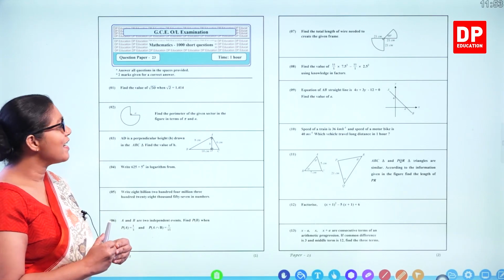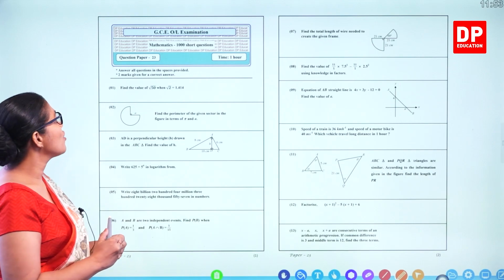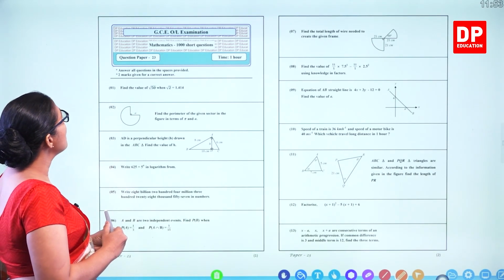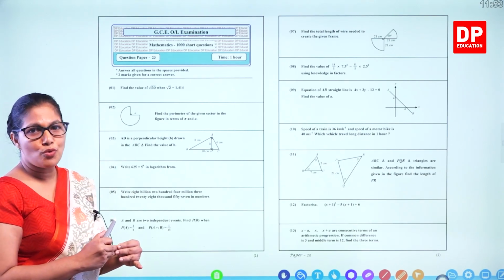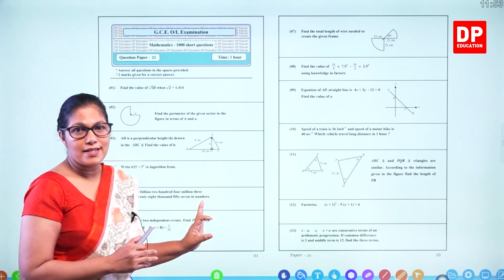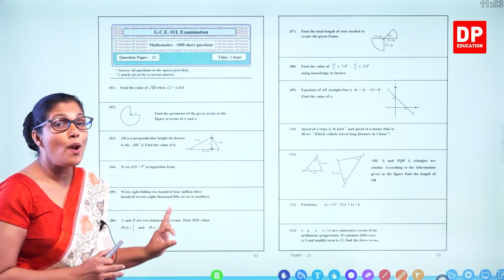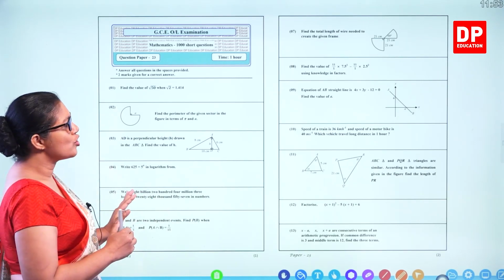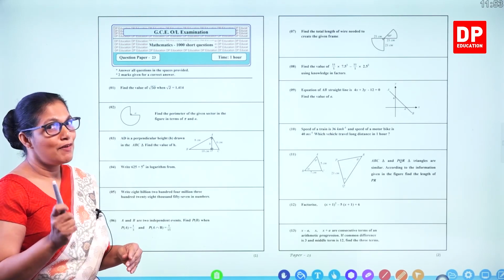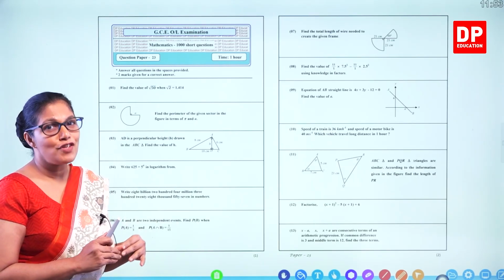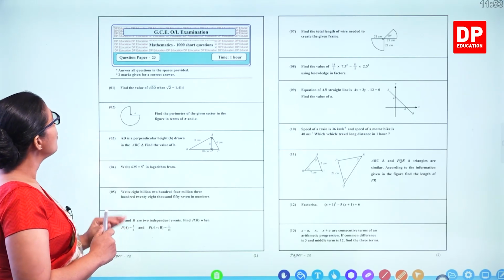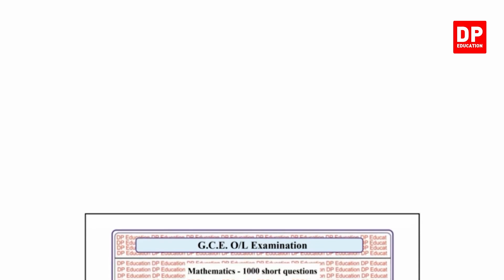So we have already covered 22 question papers. Answer all questions in the space provided, and 2 marks are given for each question. All these are relevant questions related to your O-Level syllabus. Make sure that you do all 1000 short questions before your O-Level exam as revision. So definitely you can get a good grade. So you can try paper 23.